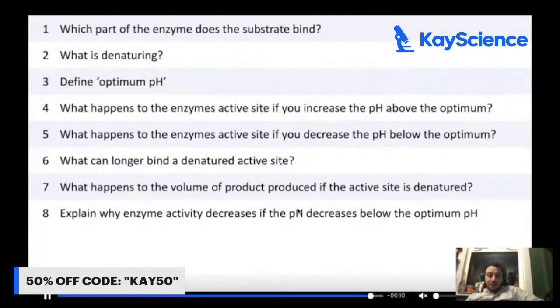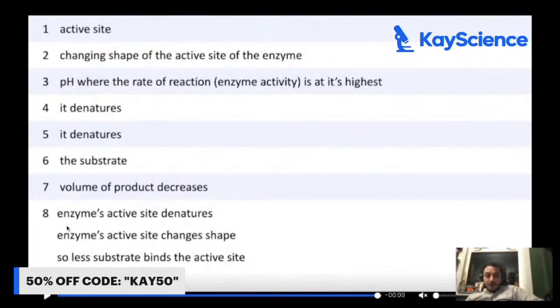Right, let's go for the answers. Explain why the enzyme activity decreases if the pH decreases below the optimum pH. Well, the enzyme's active site denatures, which means the enzyme's active site changes shape. So less substrate binds the active site, so less product is produced. And that would be about 3 marks in an exam.